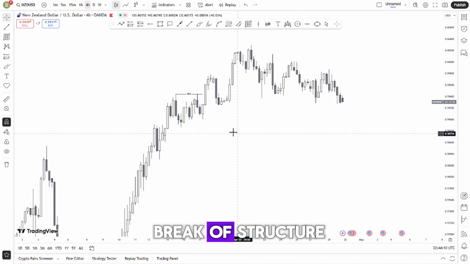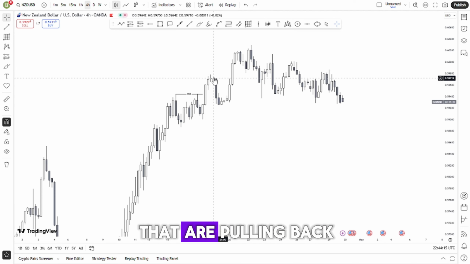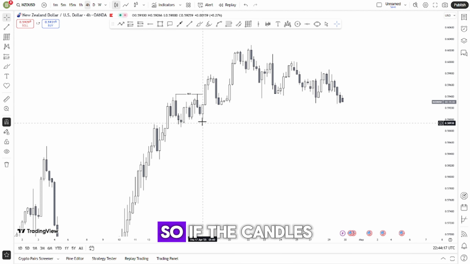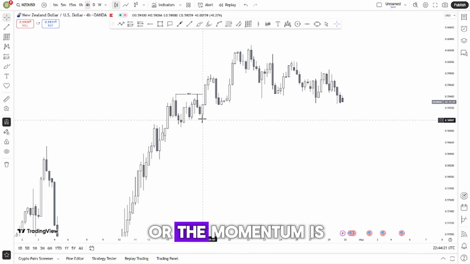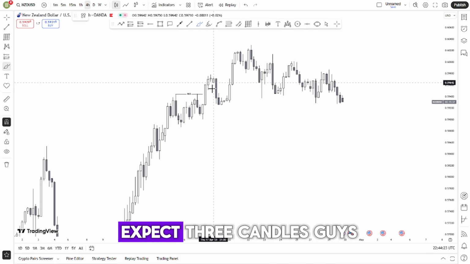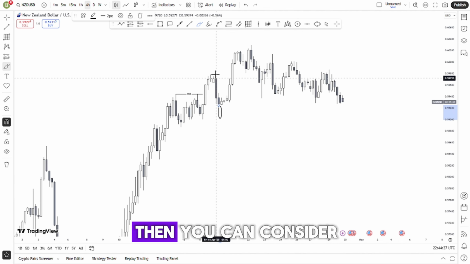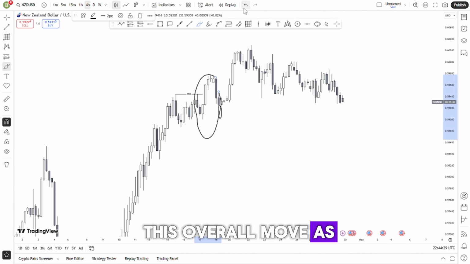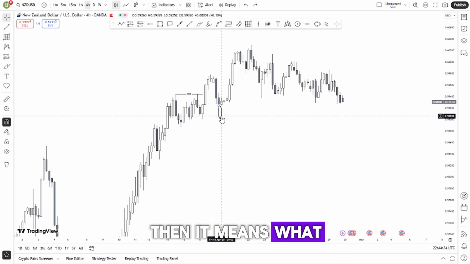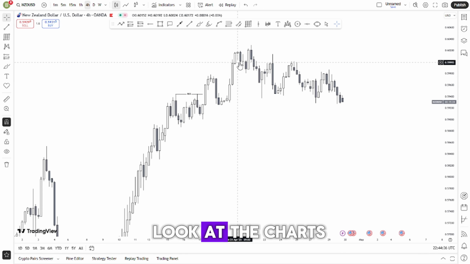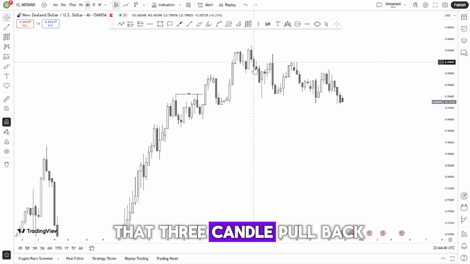So after having a break of structure, you just need to look for your 3 candles that are pulling back in the opposite direction. So if the candles are pushing to the upside like this, or the momentum is to the upside, it means that you expect 3 candles, guys. There should be another candle here, then you can consider this overall move as your valid pullback. But in this case, we didn't have that. Then it means you just need to scan the charts and see where you'll get that 3 candle pullback.